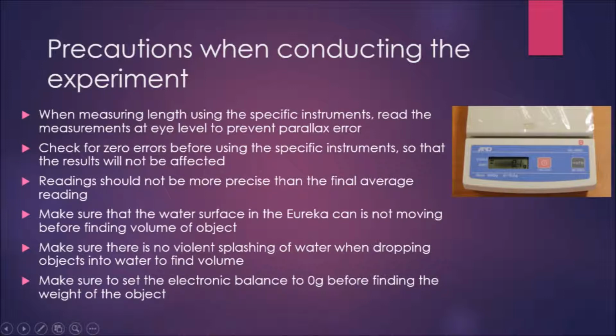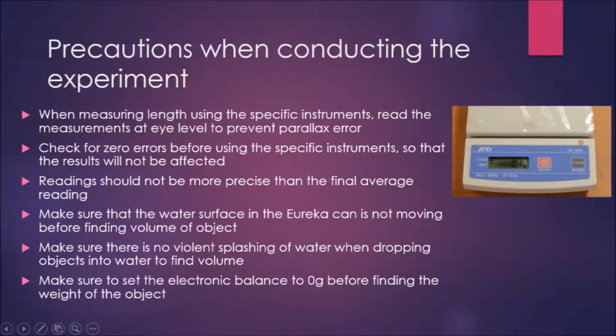To ensure that the results are accurate, we need to take note of some precautions when conducting the experiment. For example, when measuring length using the specific instrument, read the measurement at eye level to prevent parallax error. This applies to the micrometer screw gauge, vernier caliper, and the meter rule. Next, check for zero error before using the specific instrument so that the result will not be affected. Reading should not be more precise than the final average reading.